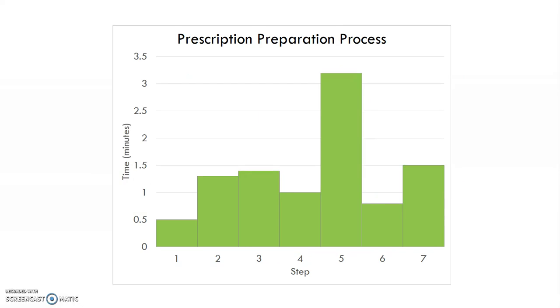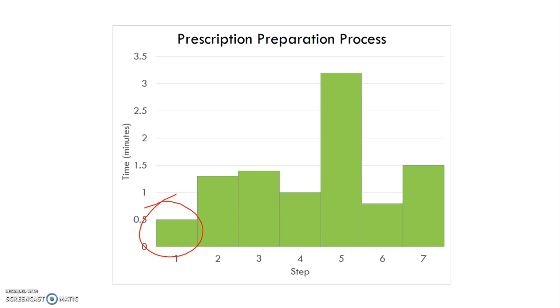So one of the tools we can use to continue to analyze this process is a histogram. What we've done here is just taken each individual step, steps 1 through 7, and put in a spreadsheet the time that is required for each step, and produced this histogram using Excel. And we can see that just as in the flowchart, where step 1 took a half a minute, here it takes a half minute.